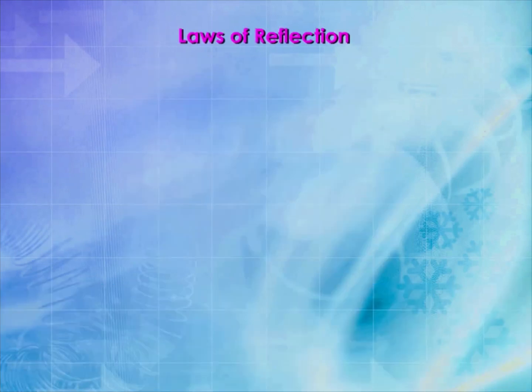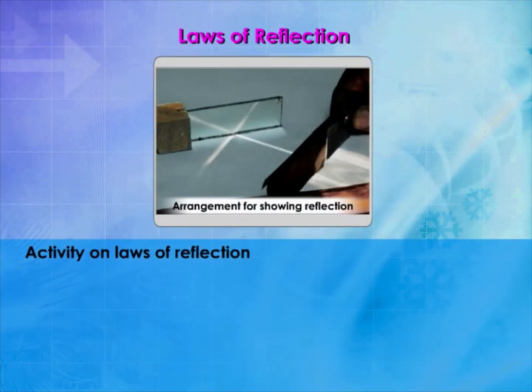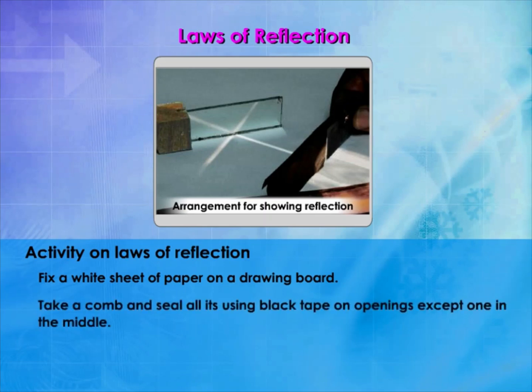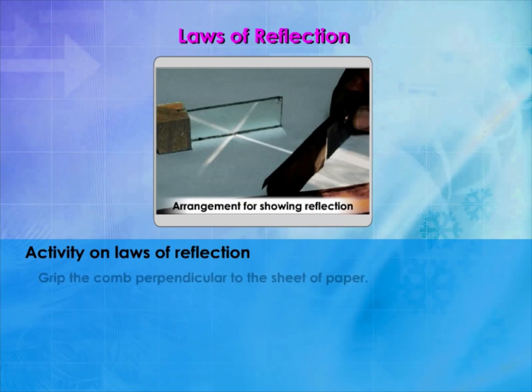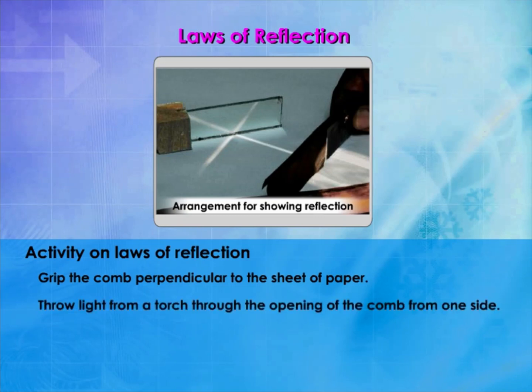Laws of reflection. Let's perform a small activity to illustrate the laws of reflection. Fix a white sheet of paper on a drawing board or a table. Take a comb and close all its openings except the one in the middle. You can use a strip of black paper for this purpose. Hold the comb perpendicular to the sheet of paper. Throw light from a torch through the opening of the comb from one side. With slight adjustment of the torch and the comb, you will see a ray of light along the paper on the other side of the comb.